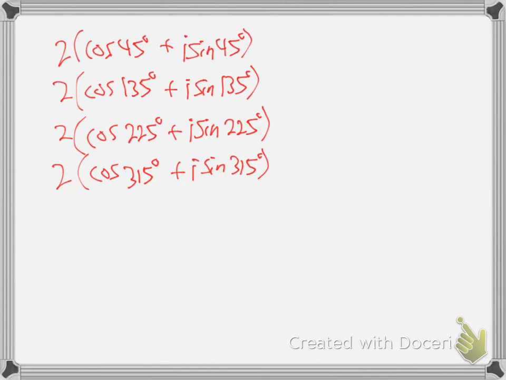Is that good on that? Those are our 4 angles, our 4 complex numbers. Now, just use your calculator or use the unit circle. We're just gonna, well, let's not multiply yet. Let's just find out what each is, because let's go to the unit circle.